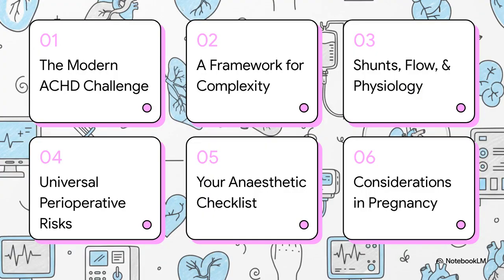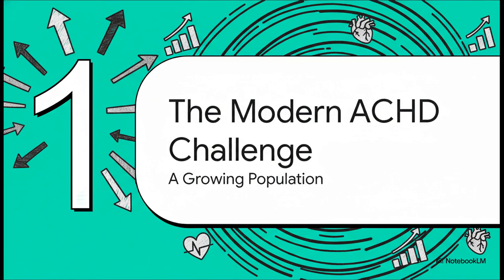So here's our roadmap. We'll start by looking at just how big this challenge is. Then, we'll give you a really simple framework to classify these patients. After that, we'll dive into the core physiology, shunts and flows, and then cover the risks that apply to almost all of them. We'll wrap it up with a practical checklist for you to use and touch on the super high-stakes topic of pregnancy.